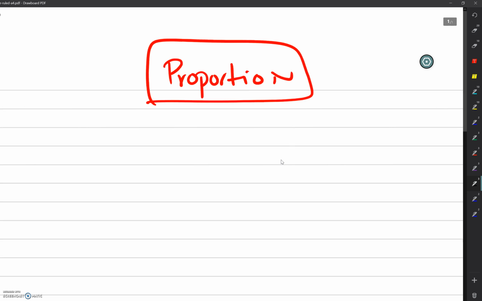You can pause the computer at any time. You can go get your paper and do it. So I'm going to do problem 1. Problem 1 is 4 over 20 is equal to blank over 30.